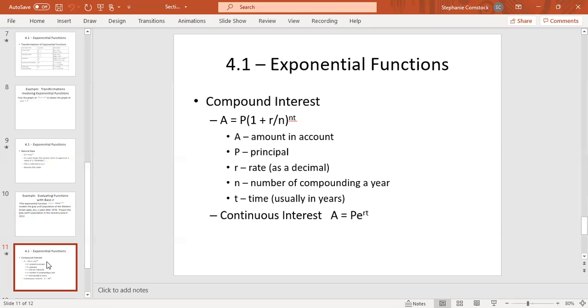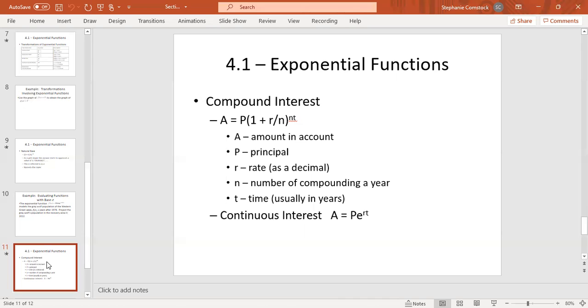Okay, r is your rate. This does need to be done in decimal. Oftentimes they are given to you in percentages, so you need to convert that into a decimal. n is the number of compoundings in a year. So if they say quarterly, there are 4 quarters in a year. Semi-annually means twice a year, so that would be 2. Monthly would be 12, okay?